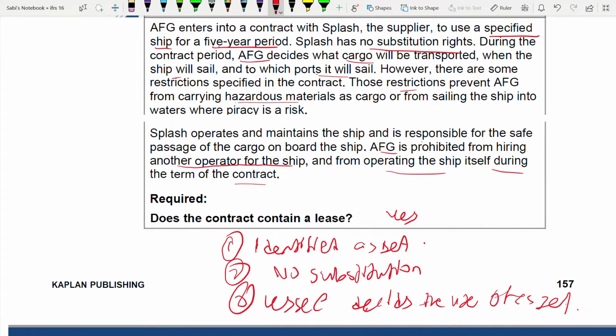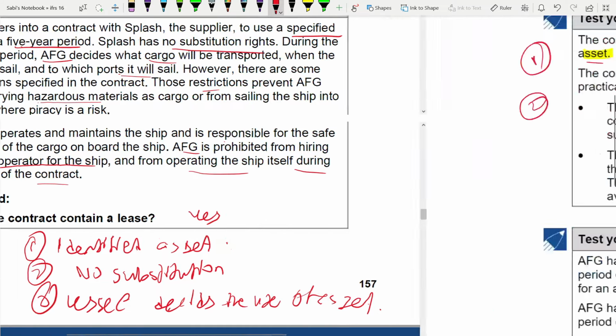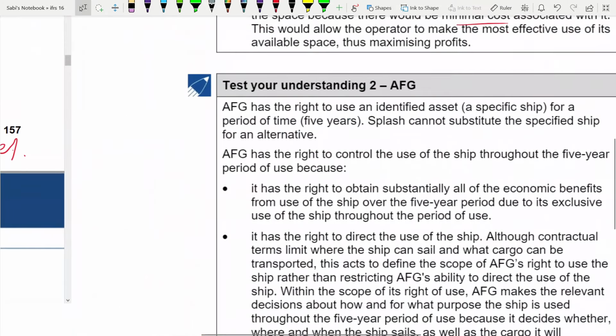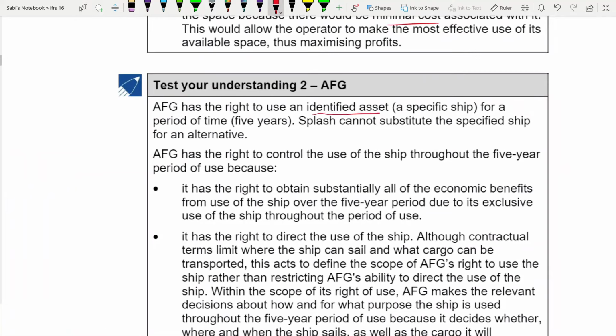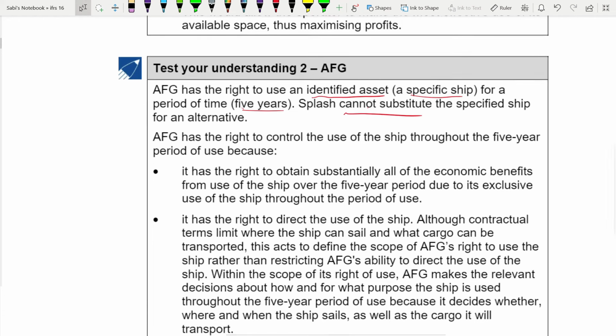Like the previous one, where you gave reasons why no, now why yes. All these 3 points that I've told here, this is how they've explained. Identified asset is there. What is that identified asset? Specific ship for 5 years. Cannot substitute. That specific ship you cannot substitute for an alternative. Now, from the case study, we'll give points. Also, they have a right to control. 3 points. 1, 2, 3. AFG has the right to control the use of the ship.